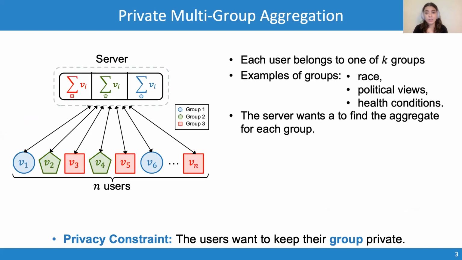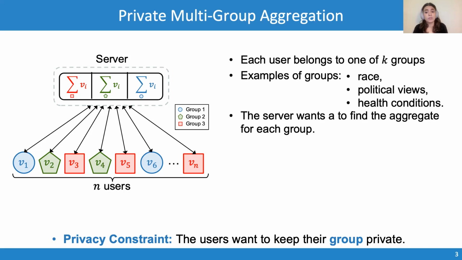Now, in many applications, users can belong to different groups based on their race, age, or political views, to name a few. And the server wants a finer aggregate of the population. So it wants the aggregate not over the whole population, but the aggregate for each group separately. This led us to define this variation on the traditional aggregation problem, which we call private multi-group aggregation.